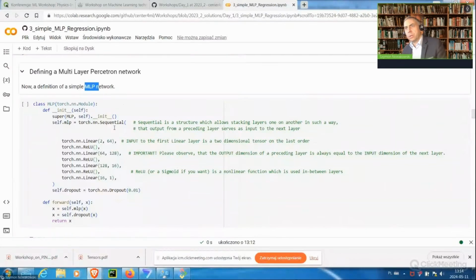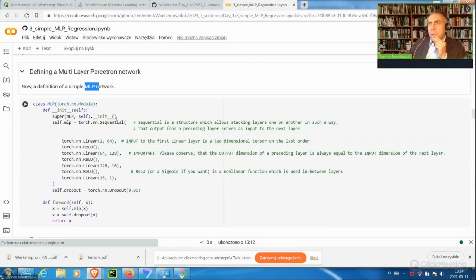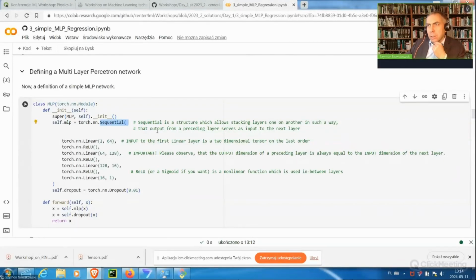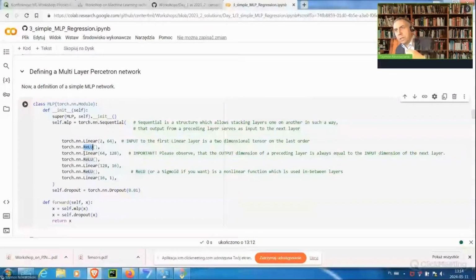multi-layer perceptron network, and it is actually a very simple definition. So we will use a sequential layer. It can be considered as a separate layer, but it is a layer which is a container for other layers. So the sequential layer will have some layers inside. It will be composed of a linear layer, then a ReLU, then a linear layer, then a ReLU, then a linear layer and a ReLU, and a linear layer, and no ReLU is needed on the outside.